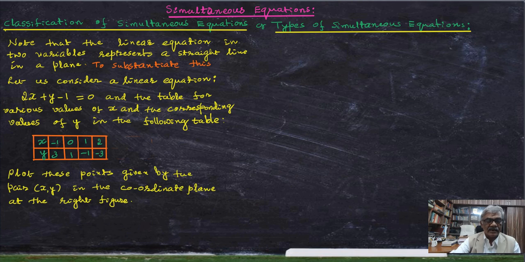We can see here: x = -1, y = 3; x = 0, y = 1; x = 1, y = -1; x = 2, y = -3. Plot these points in the table, given by the pair (x, y), in the coordinate plane in the right hand side figure.